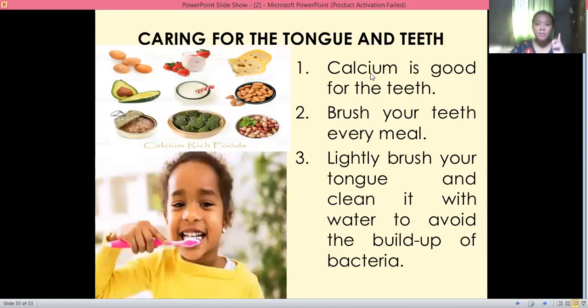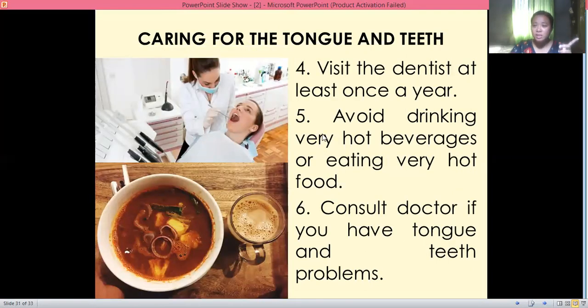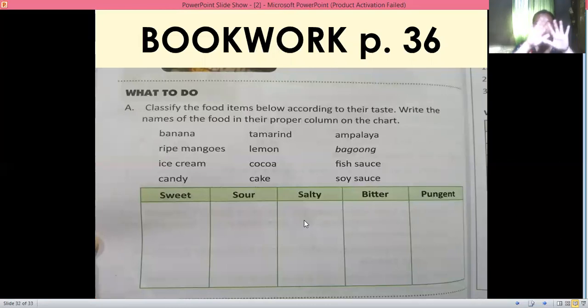Okay, let's review again. Calcium is good for your teeth, so you're going to eat those. Number 2, brush your teeth every meal. Number 3, lightly brush your tongue. Number 4, visit your doctor once a year. Number 5, avoid drinking too hot and eating too spicy food. And number 6, consult your doctor if you have tongue and teeth problems.